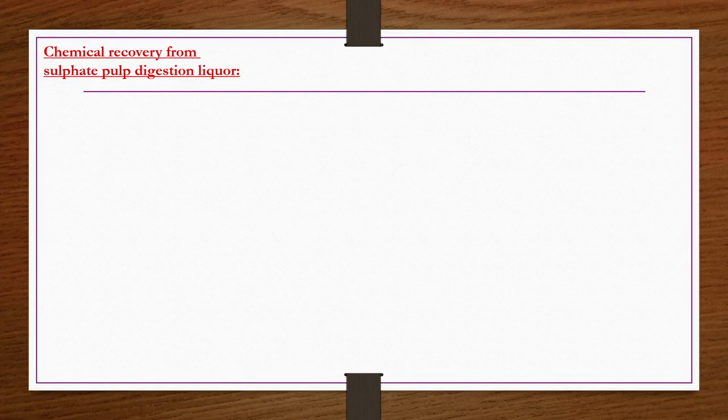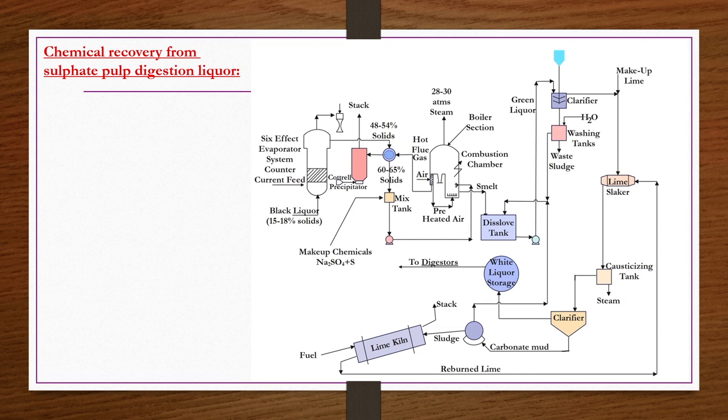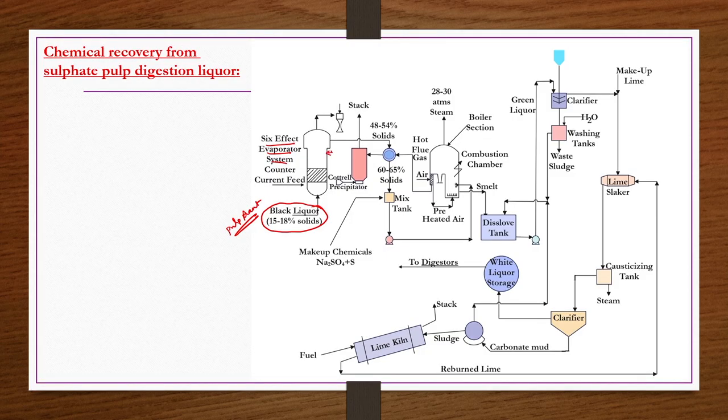We discuss the flowchart here first, before going to the remaining steps. Here we have black liquor coming out from the pulp plant, or after pulping, whatever black liquor you get, which now has 15 to 18% solids. That is fed to a multi-effect evaporator in a counter current system. What do you mean by counter current system? Actually, in the evaporator, removal of the moisture content, the water content, is being done. That is done by supplying the steam.